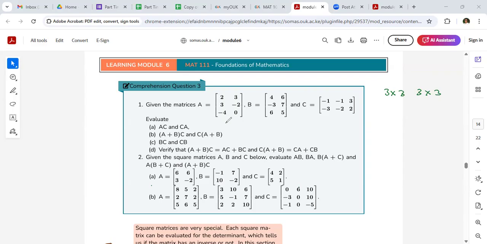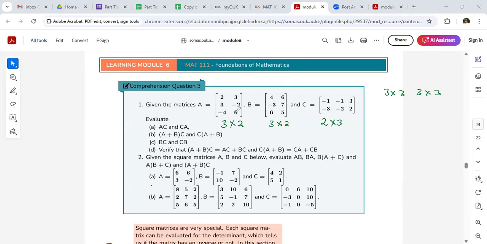Let's look at the 3. So what's the order of the matrix A? 3 by 3. So this one is 3 by 2, and this is also a 3 by 2. And this is of order 2 by 3.